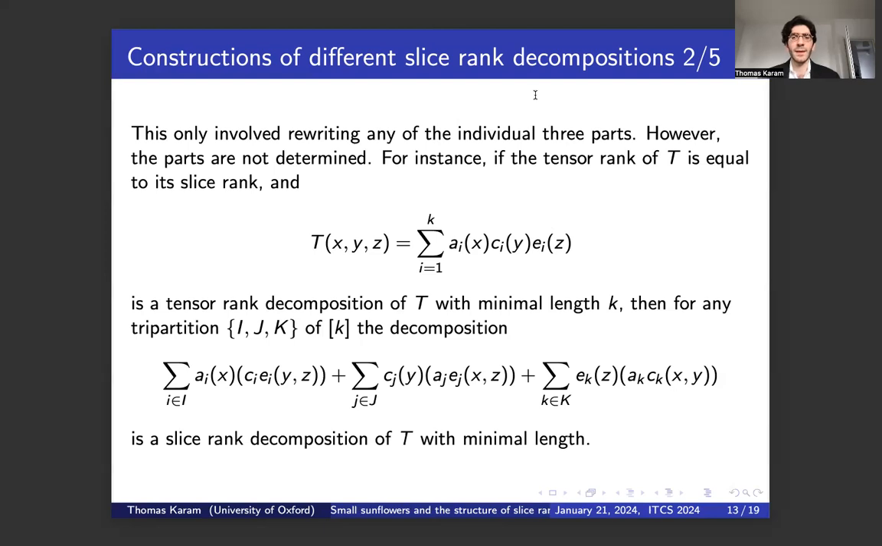So here's an example in which this is particularly clear. Say that you have a tensor that not only has slice rank k, but also has tensor rank equal to k. So suppose that the slice rank is equal to the tensor rank. Obviously, in general, that's not the case. The slice rank is always at most the tensor rank, but the converse inequality is false by a lot. But for some tensors, that's the case. And suppose we take one of these tensors. Then for each of the products, A_i times C_i times E_i, there are three. So if you start with a tensor rank decomposition with length k, you can regroup for each term the products A_i times C_i times E_i in three ways, right? You can either put C_i and E_i together, you can put A_j and E_j together, or you can put A_k and C_k together.